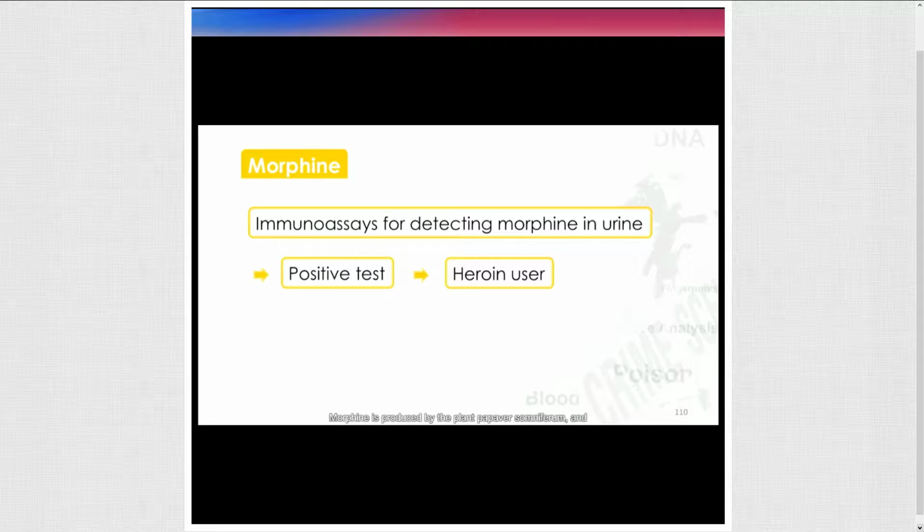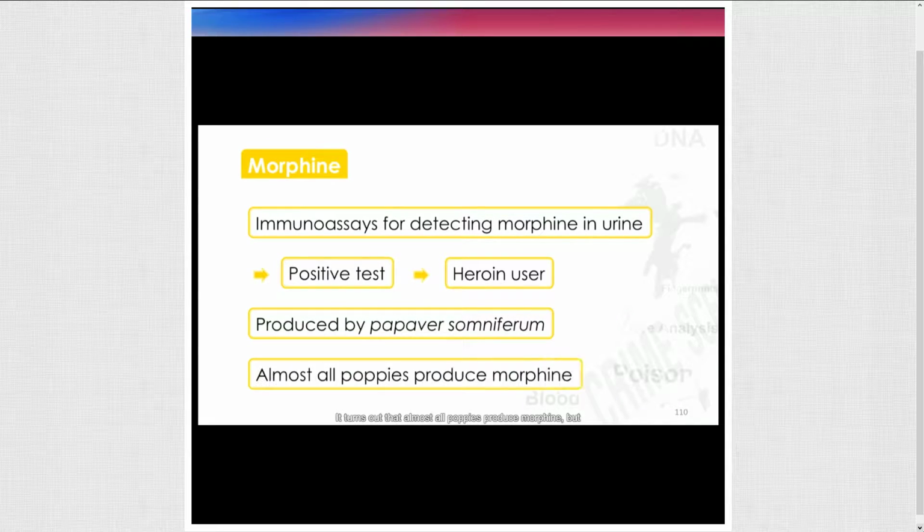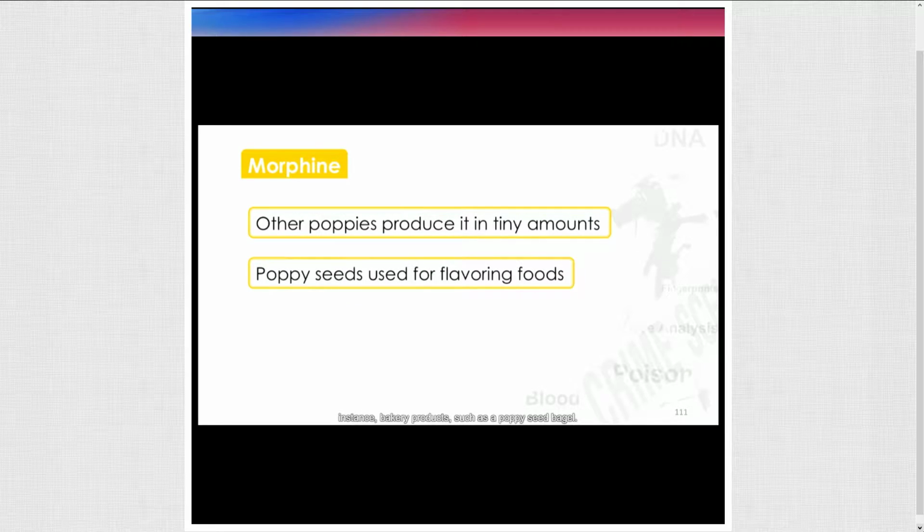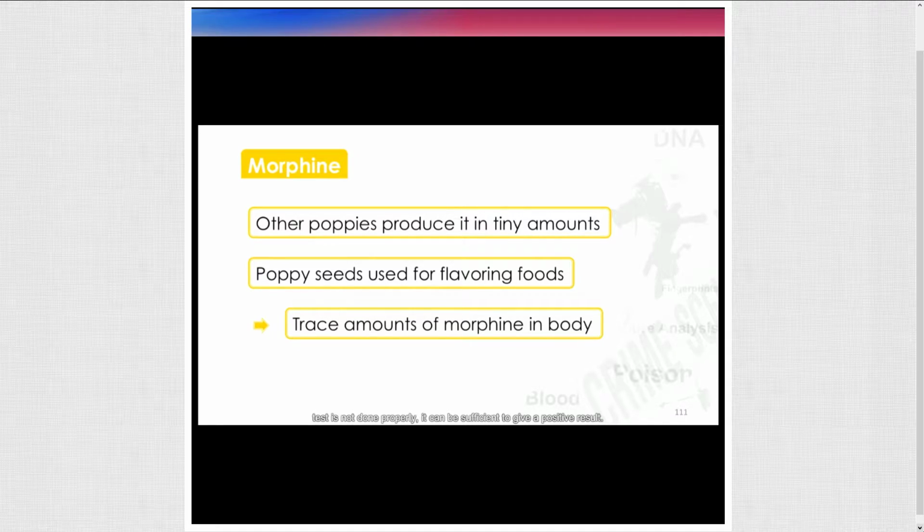Morphine is produced by the plant Papaver somniferum, and this is one of the poppy family. It turns out that almost all poppies produce morphine, but all the other types of poppy produce it in very tiny amounts. And poppy seeds, of course, are used to flavor, for instance, bakery products such as a poppy seed bagel. So if somebody eats a poppy seed bagel, there will be trace amounts of morphine in their system, not sufficient to have any effect. But if the immunoassay test is not done properly, it can be sufficient to give a positive result. So someone may be condemned as a drug user, whereas actually they just had a poppy seed bagel for breakfast.